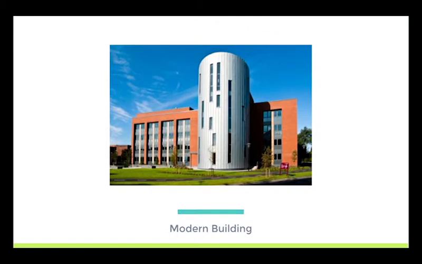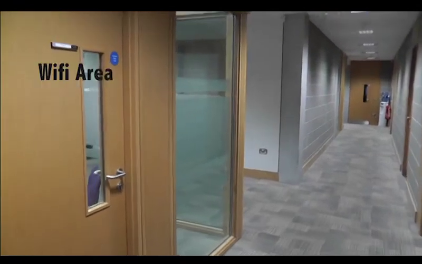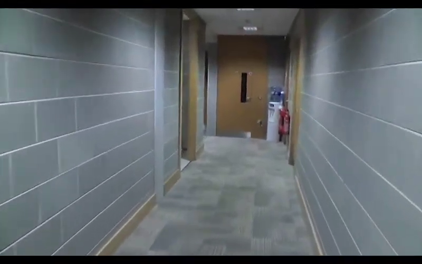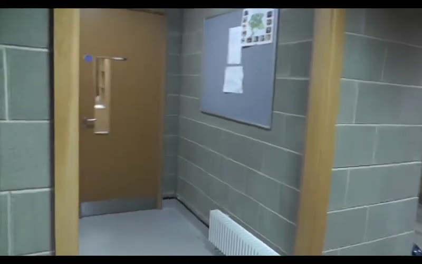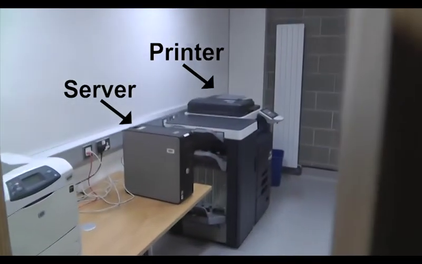Modern buildings comprise several areas containing valuable assets and agents. For example, here is a floor plan of a building comprising a corridor, a server room, and a Wi-Fi area. From the corridor, the Wi-Fi area is accessible, as is the server room, containing valuable equipment.